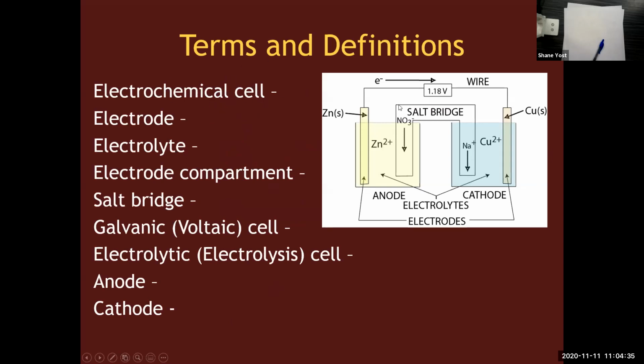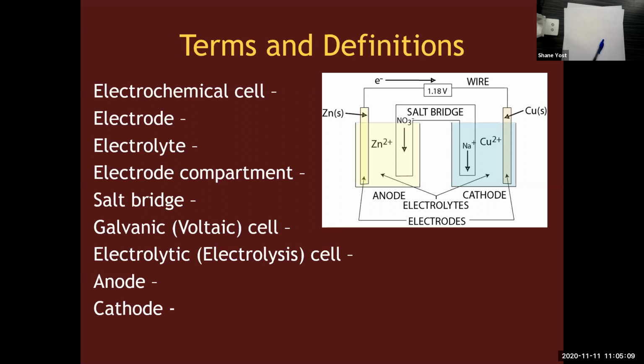An electrochemical cell is the picture of what I have here. This entire set of stuff is a cell, the device apparatus you set up to run your electrochemical reaction, your redox reaction. You have electrodes. What would be the electrodes in this picture? I forgot that it's labeled in the picture. Yeah, zinc and copper solid.